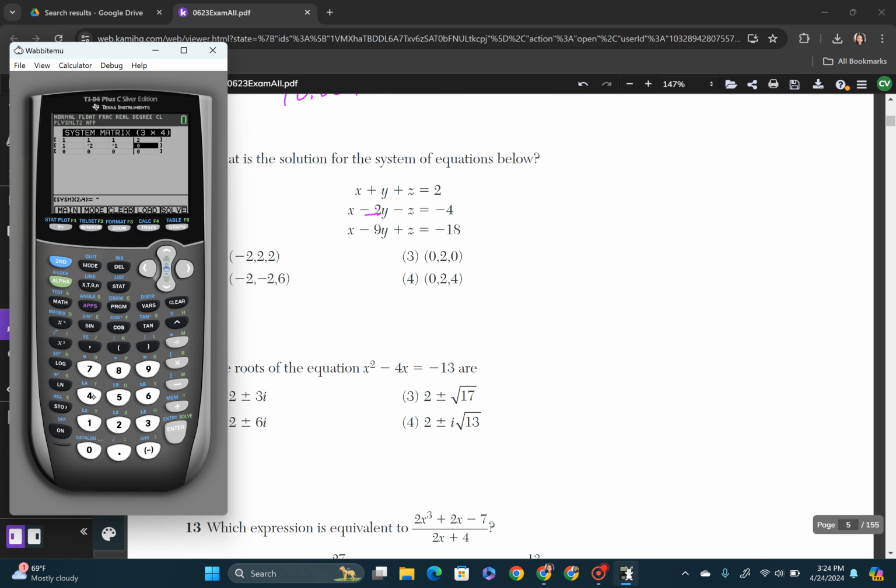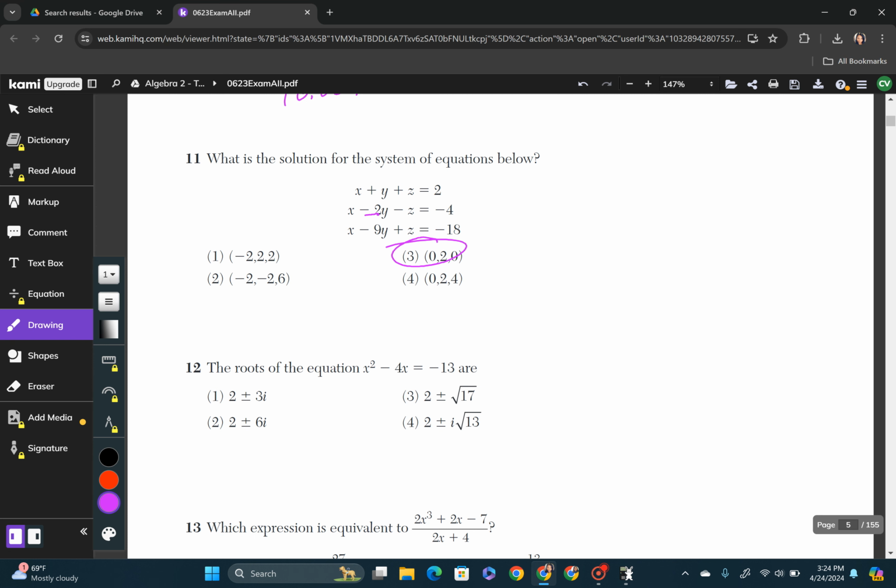And then do the same thing for the last one. So the number in front of the x is a 1, negative 9. In front of the z, there's an imaginary 1. And the number by itself is negative 18. Cool. And now you hit enter. Don't forget to hit enter there, and then you hit graph to solve. It'll give it to you in x, y, and z form. So the x is 0, the y is 2, and the z is 0, which is choice 3. Okay? All right.